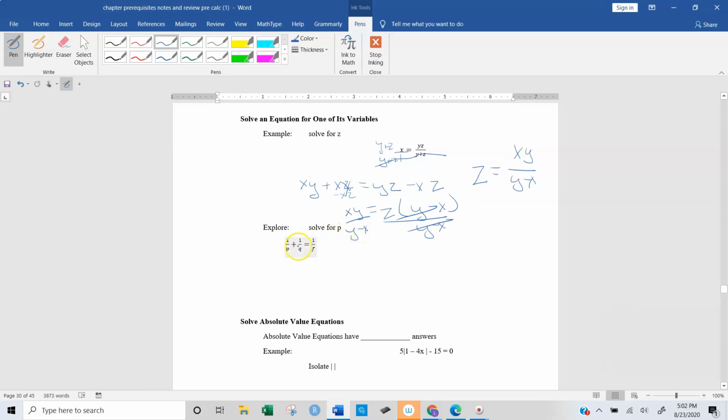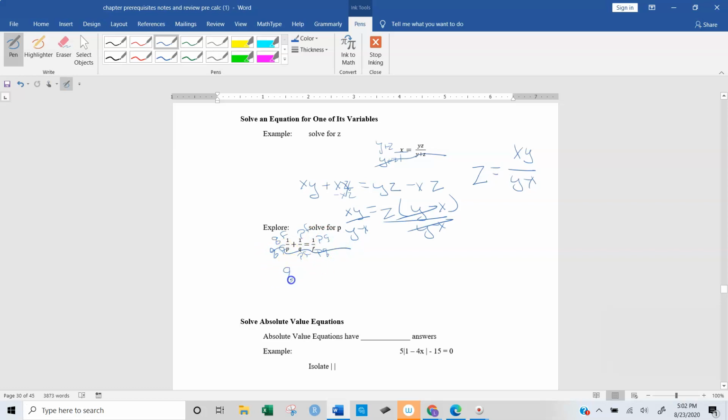Okay, you're solving for p. You have p, q, and f. So that means this guy needs a q and an f. Q and an f. This guy has a q, so he needs a p and an f. This guy needs a p and a q. Okay, denominators are the same, they're gone.